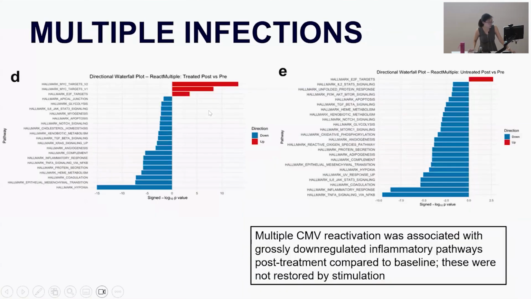But when we went to look at the multiple infections, that probably doesn't come up very well on the slide, sorry, what we found was that with the exception of potentially the E2F pathway, which has been associated with a reduction of CMV replication in vitro anyway, the inflammatory pathways were grossly downregulated post-treatment as compared to baseline. And despite administering mitogen, so ionomycin and PMA, this did not restore the balance of inflammatory pathways. So potentially reflective of the fact that these cells were not responsive in general.